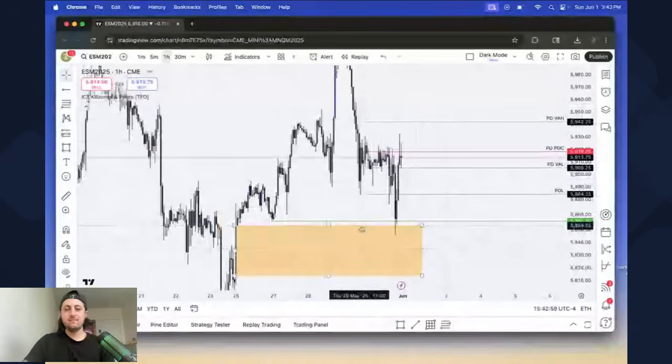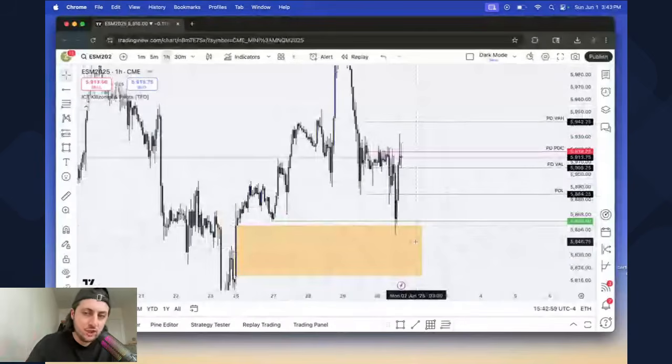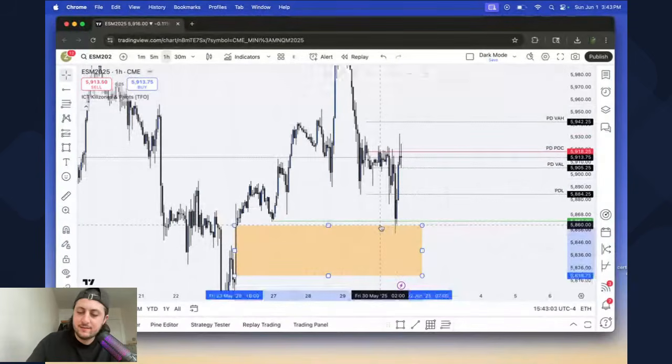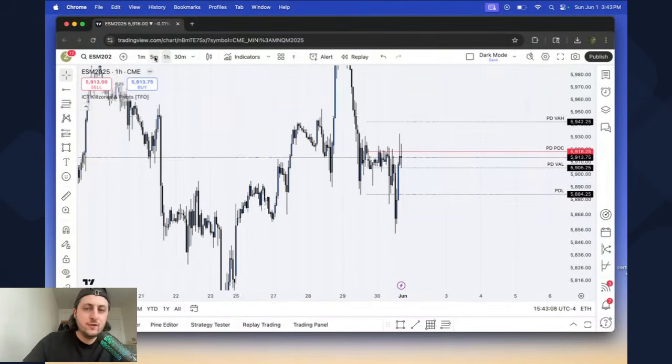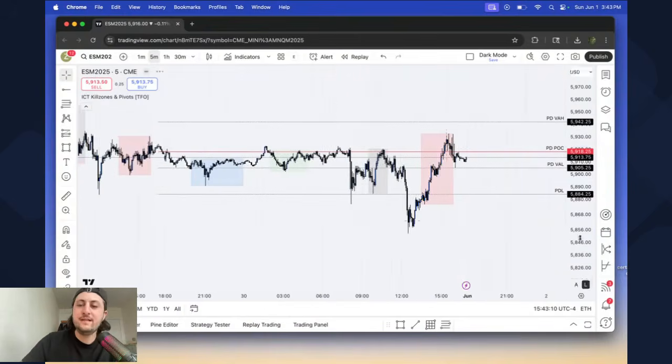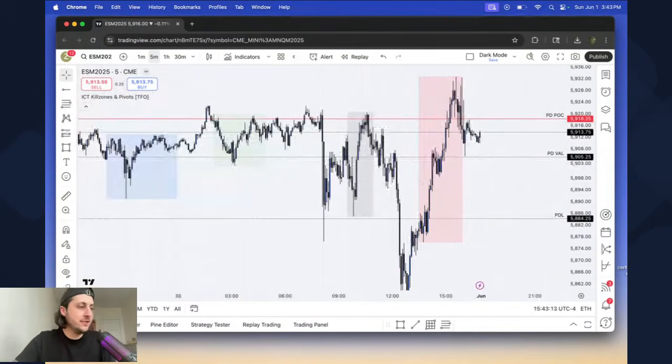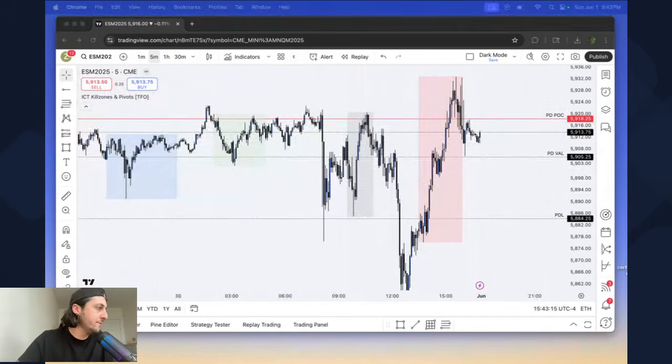But why I think it would be cool to go over this trade is because even though it wasn't perfect, I still was able to use the previous day's point of control to help me take profit. Because let me get the execution up. Now it makes sense to pull this up and show you guys.